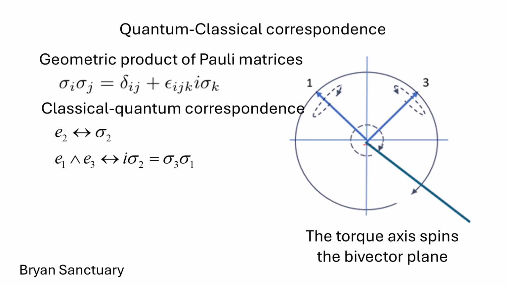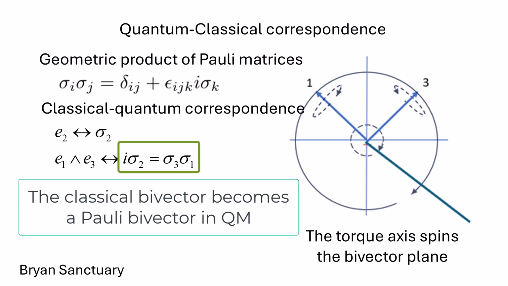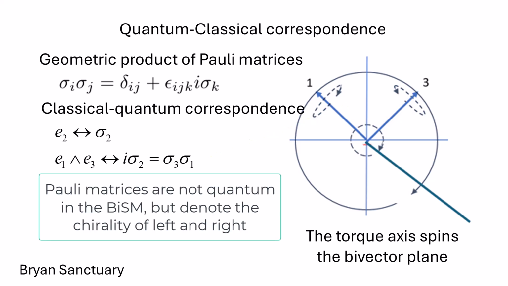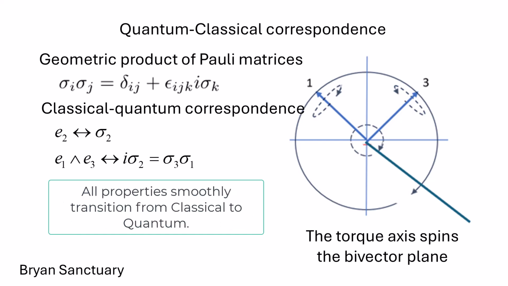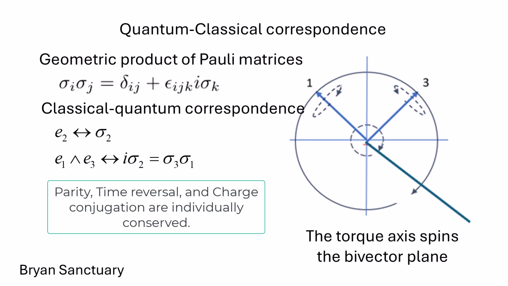Defining classical spin as a bivector translates to quantum mechanics as i times sigma, which is a bivector of Pauli matrices. Although Pauli matrices are considered quantum, describing spin up and down, in the bivector standard model they describe the chirality of left and right, which is not quantum. Indeed, all the classical properties smoothly transition between classical and quantum. Since parity, time reversal, and charge conjugation are conserved classically, so it must be in the quantum domain. The famous 1956 experiment of Wu is not wrong, only misinterpreted.